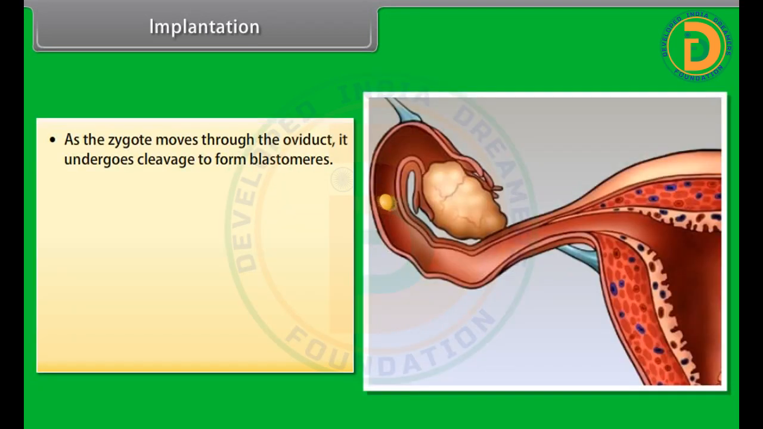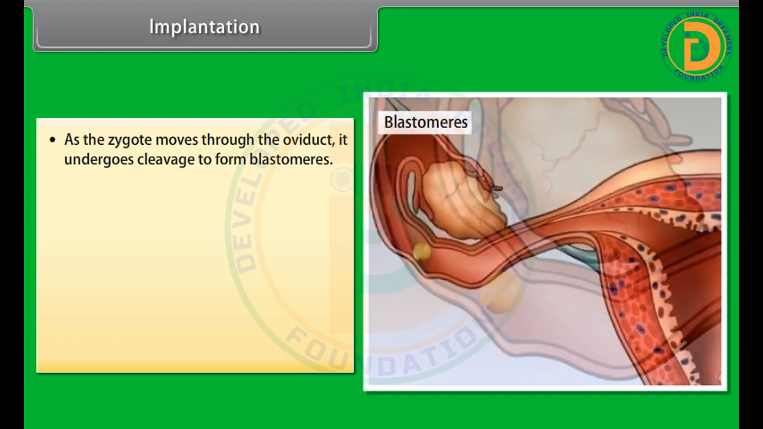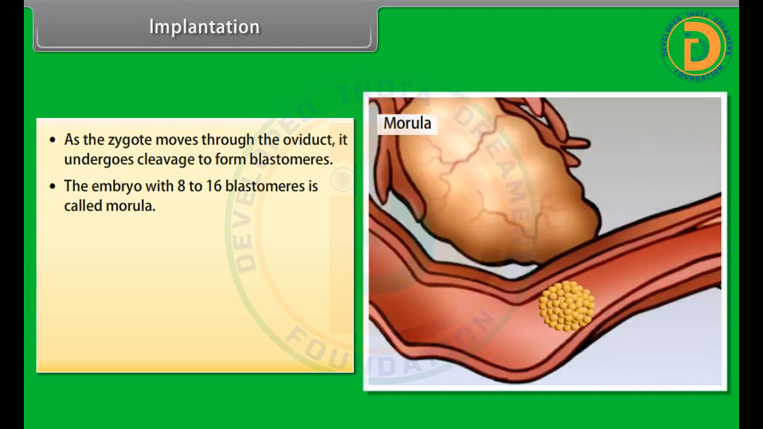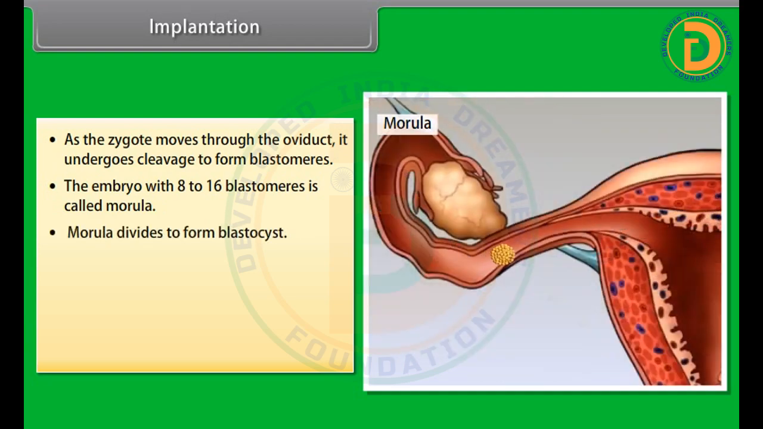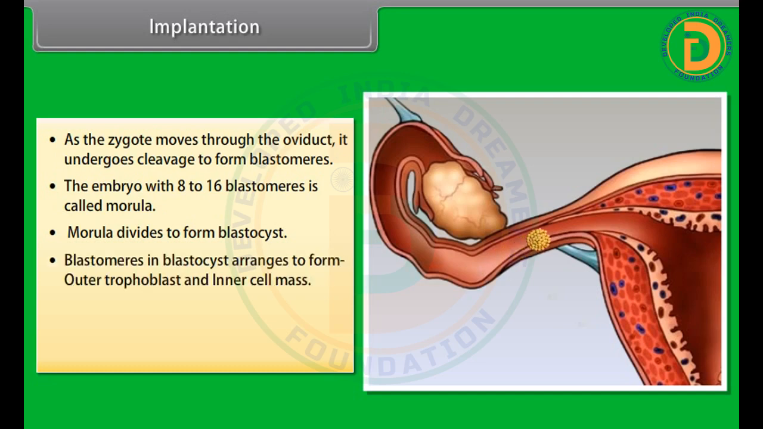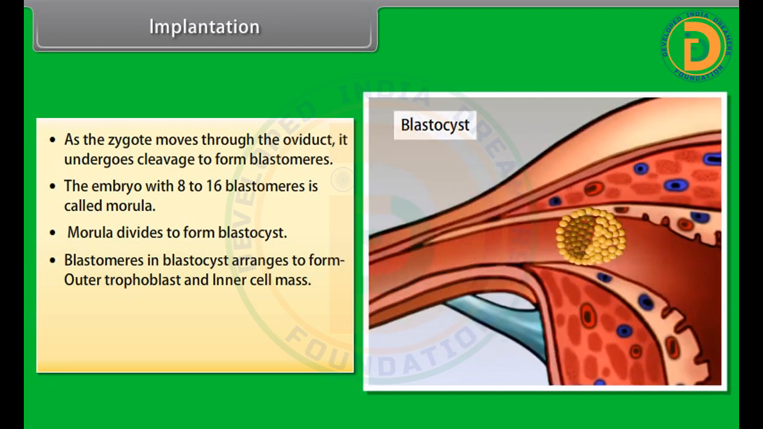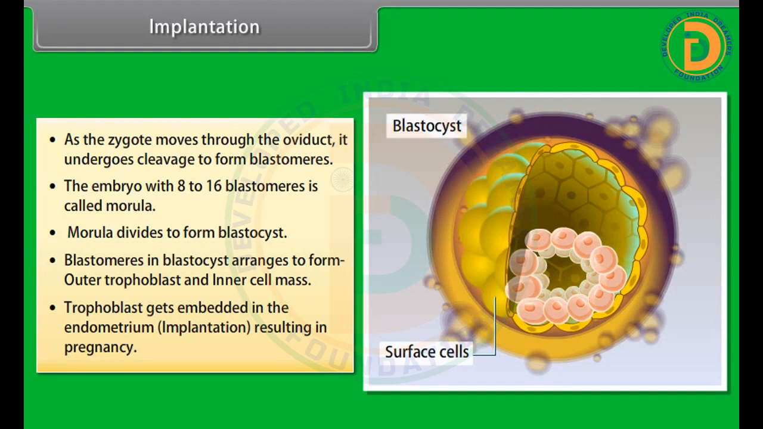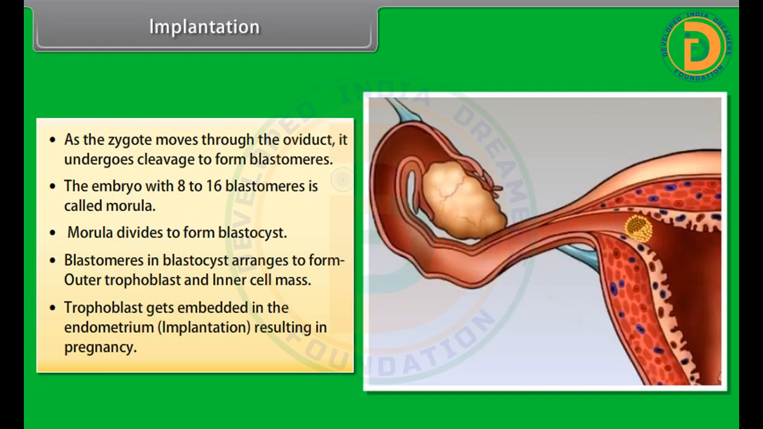Implantation. As the zygote moves through the oviduct, it undergoes cleavage to form blastomeres. The embryo with 8 to 16 blastomeres is called a morula. The morula divides to form a blastocyst. Blastomeres in the blastocyst arrange to form an outer trophoblast and an inner cell mass. The trophoblast gets embedded in the endometrium, called implantation, resulting in pregnancy.